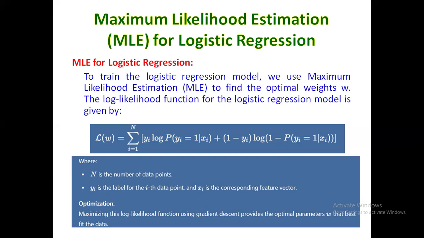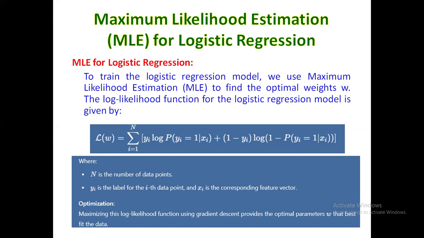The log likelihood function for logistic regression is expressed as L(W) equals the summation over i equals 1 to n of yi times log of P(yi equals 1 given xi), plus (1 minus yi) times log of (1 minus P(yi equals 1 given xi)). So we get this equation. Here n is the number of data points, yi is the label for the ith data point, and xi means the feature vector, that is, the input vector.